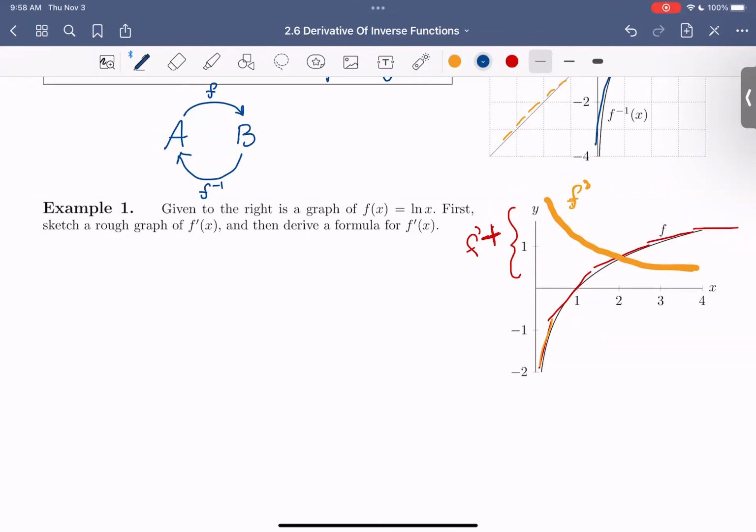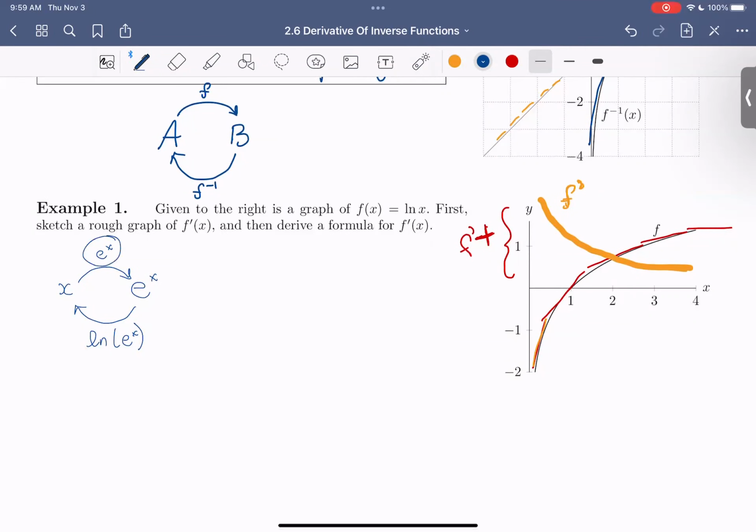So one thing we know about this function, and that's okay if this doesn't sound familiar, it might be something you've seen in a previous math class. But one thing we know about the natural log function is that it undoes the exponential function. It's the inverse of the exponential function. So if I start with an x and I have the exponential function e to the x, I output e to the x. Then if I want to go back, I do ln of e to the x to get back. So this exponential function goes in one direction and the ln function undoes that operation.